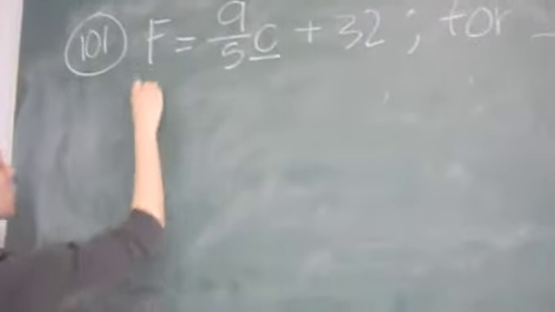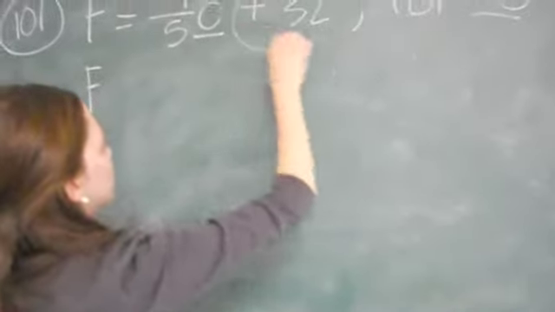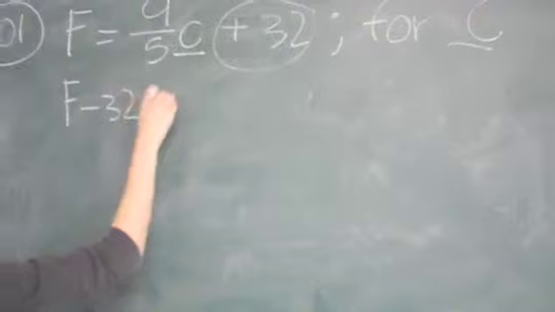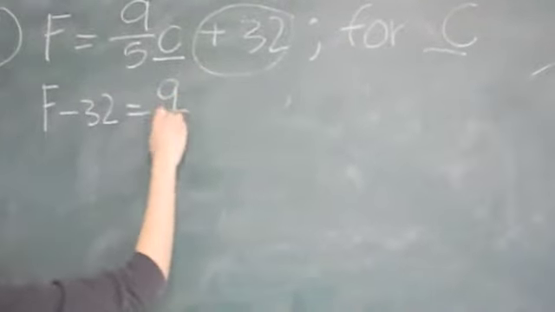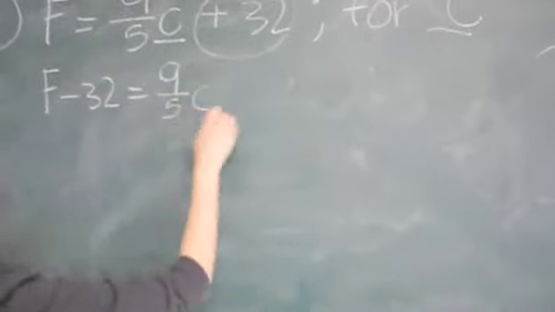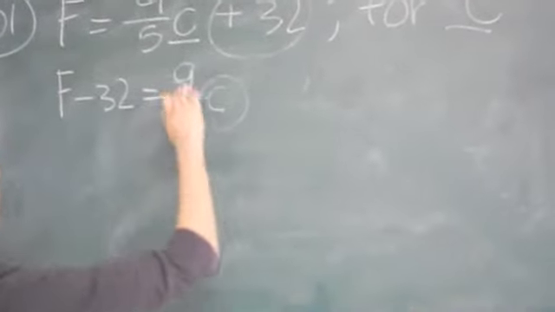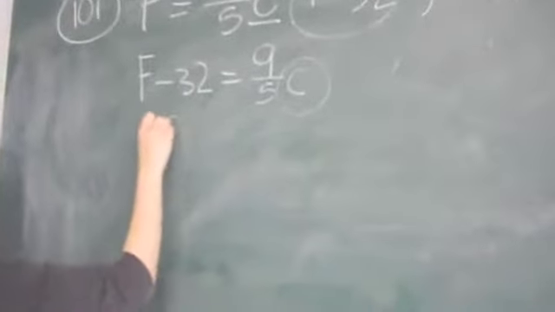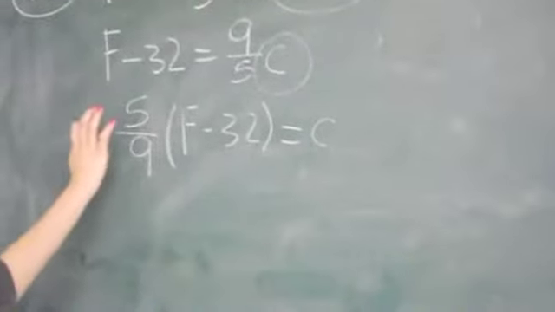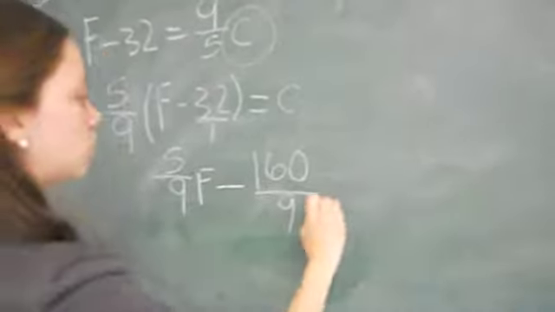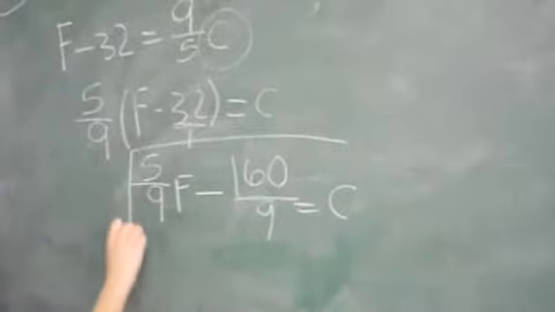So first I will pass the positive 32 to the other side, which will give me negative 32, 9 over 5c. And then I need to leave c alone. So this one is multiplying c, so I will pass it dividing, and it will give me, then I need to multiply 5 over 9 times f minus 32 over c, and I already solved for c.